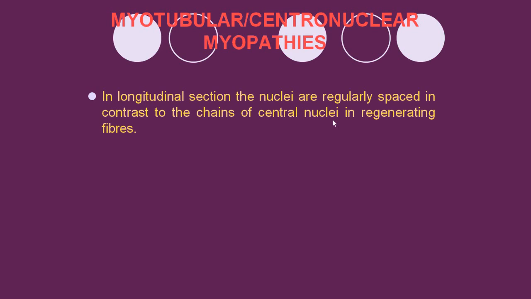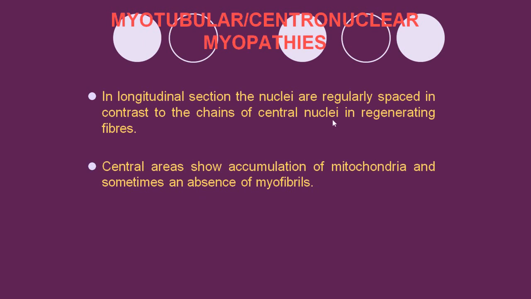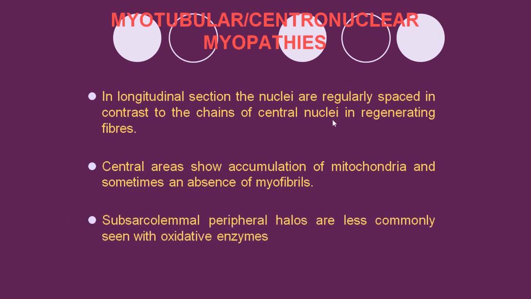In longitudinal section, the nuclei are regularly spaced in contrast to the chains of central nuclei in regenerating fibers. Central areas show accumulation of mitochondria and sometimes an absence of myofibrils, indicating delayed or improper maturation and development. Subcircular peripheral halos are less commonly seen with oxidative enzymes.